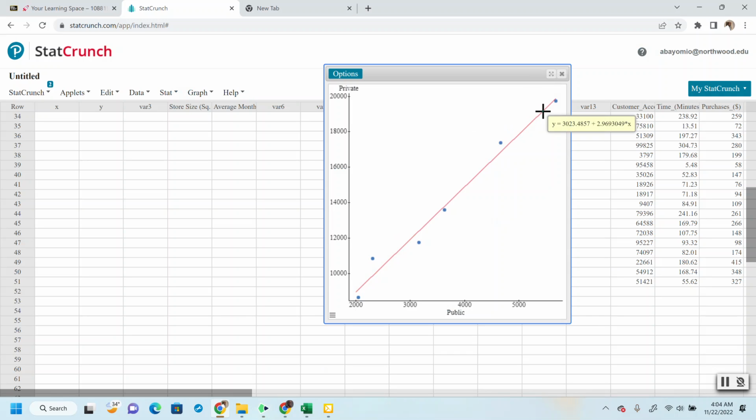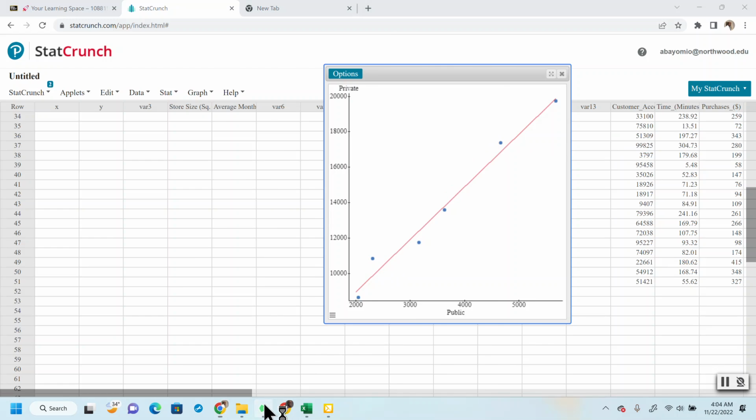Do you remember your y equals mx plus b? So let me move my cursor up to this. You will observe that StatCrunch reports immediately the predicted y here. So this is y equals, you see the 3023.4857. That is your b in y equals mx plus b. And your m is usually the number beside x, because you remember we used to say y equals mx. So our m here will be 2.9693049. So that is the slope of this regression line.